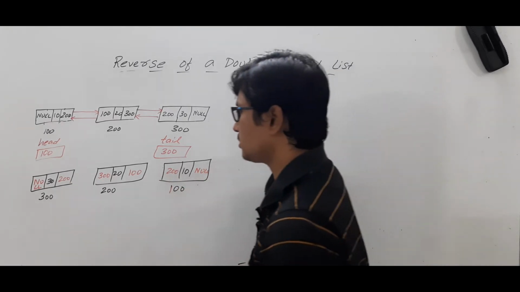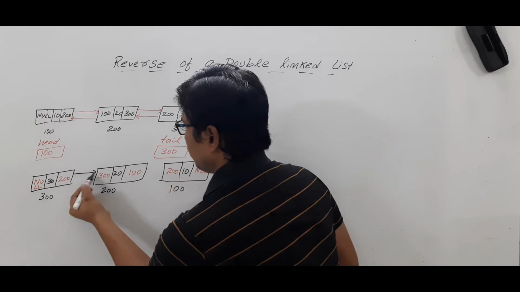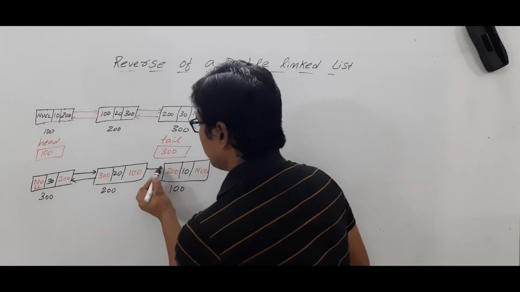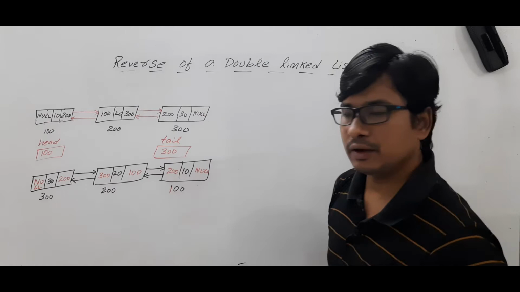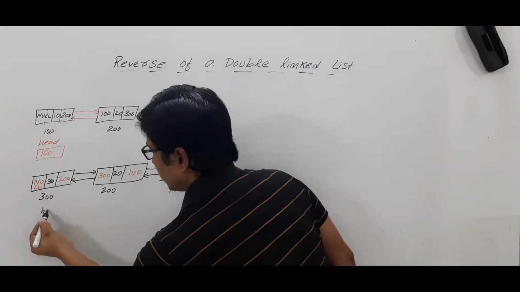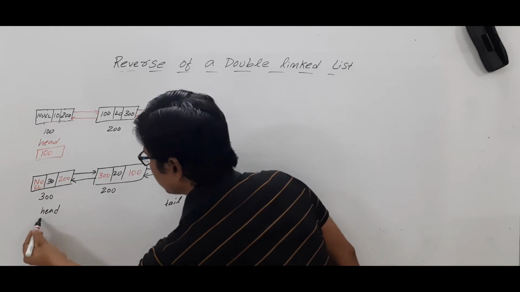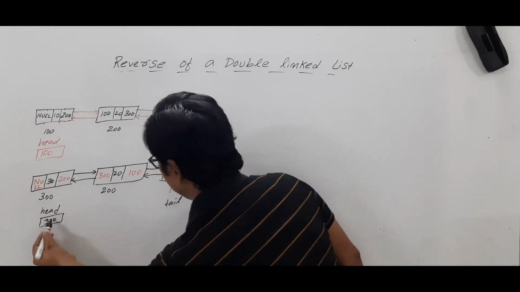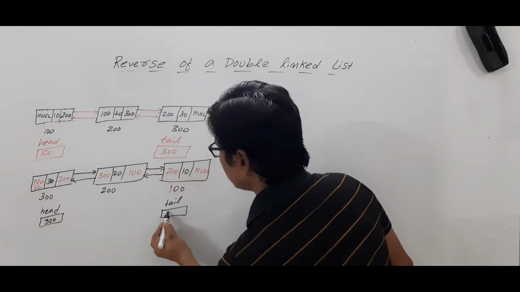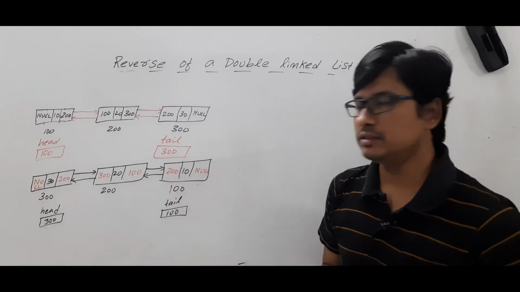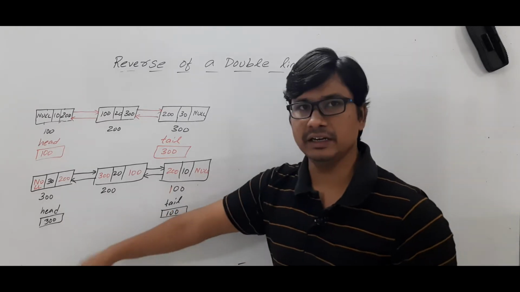Is it clear? So that's why we will get a forward link and a backward link. Forward link and backward link. And we will have the two pointers head and tail. Now head will be pointing to the first node which will be 300 and tail will be pointing to the last node whose address is 100. This is what we should get as the final output.